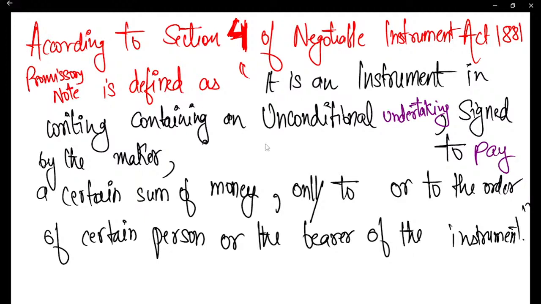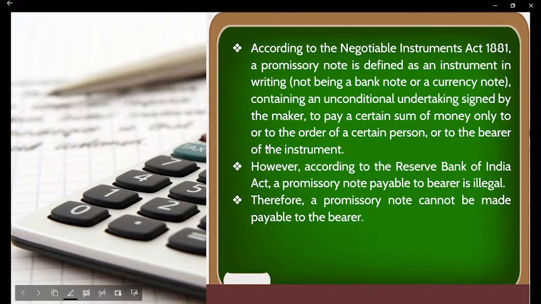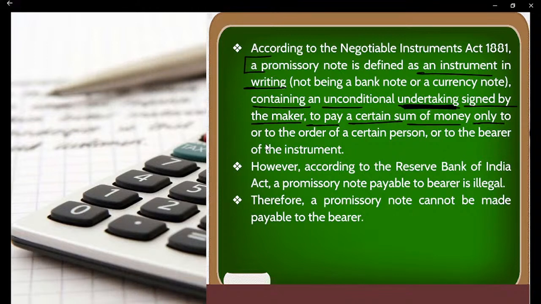So let me show you the definition. Here we have it. A promissory note is an instrument in writing containing an unconditional undertaking signed by the maker to pay a certain sum of money only to or to the order of certain person or to the bearer of instrument. So this is the meaning of Negotiable Instrument Act.